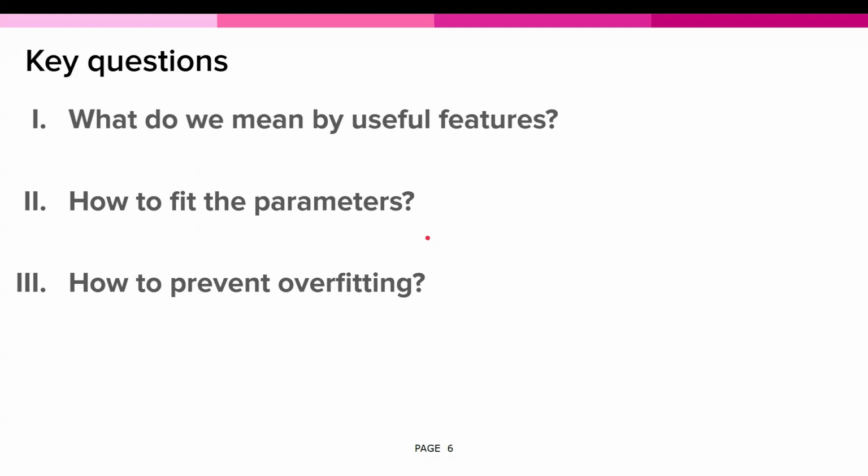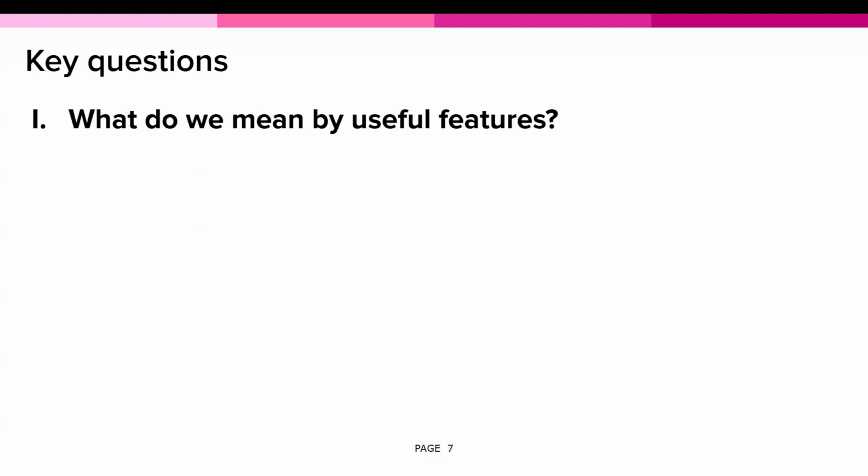And through that process, we're going to learn that overfitting is a bit of a greater risk for these types of models. And so we're going to close out the lecture by thinking about how we can prevent the overfitting problem. Right. So, what do we mean by useful features?